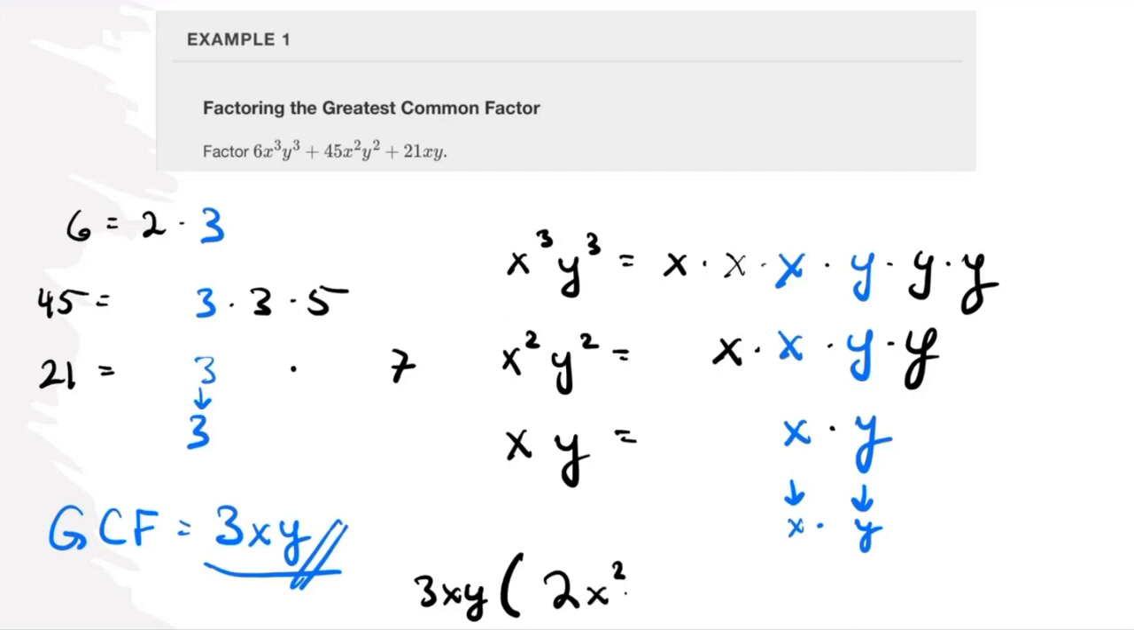2x squared y squared plus. From the second term, if we factor out a 3xy, we have 15xy remaining, right? So plus 15xy. And then from the last term, if we factor out a 3xy, it looks like we're left with just 7.